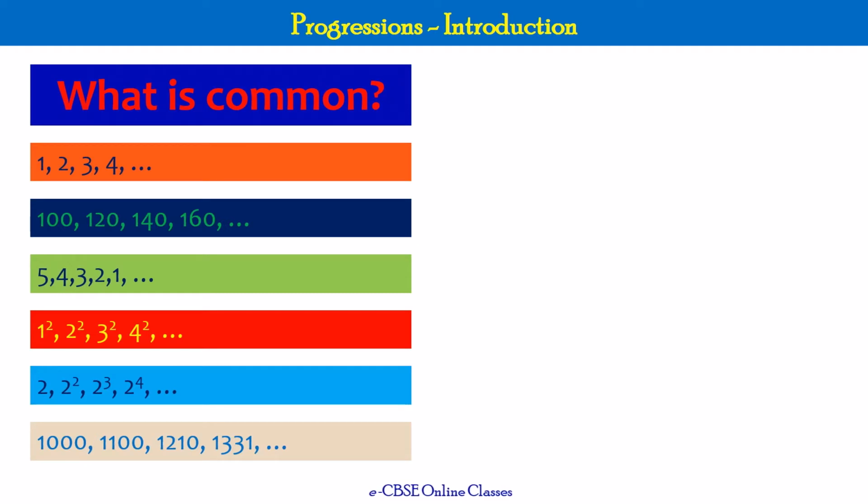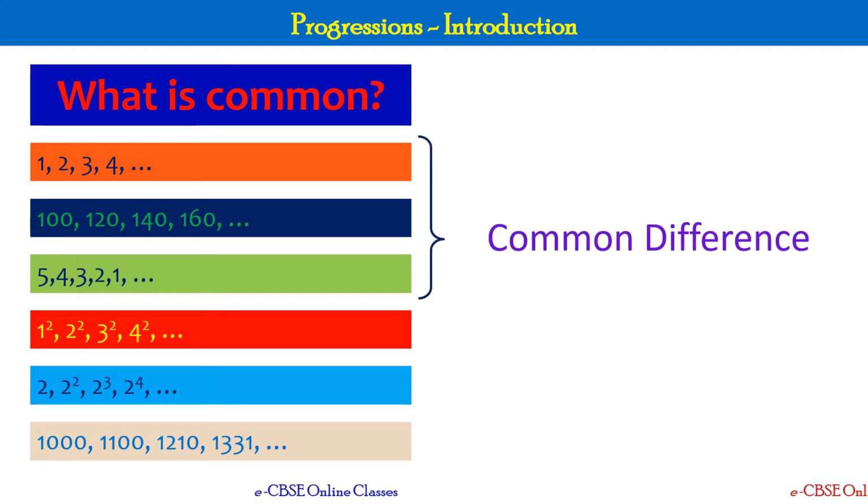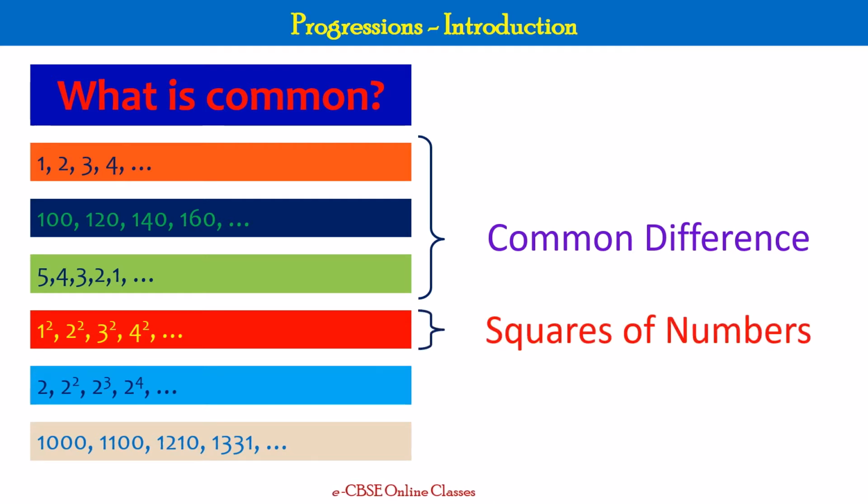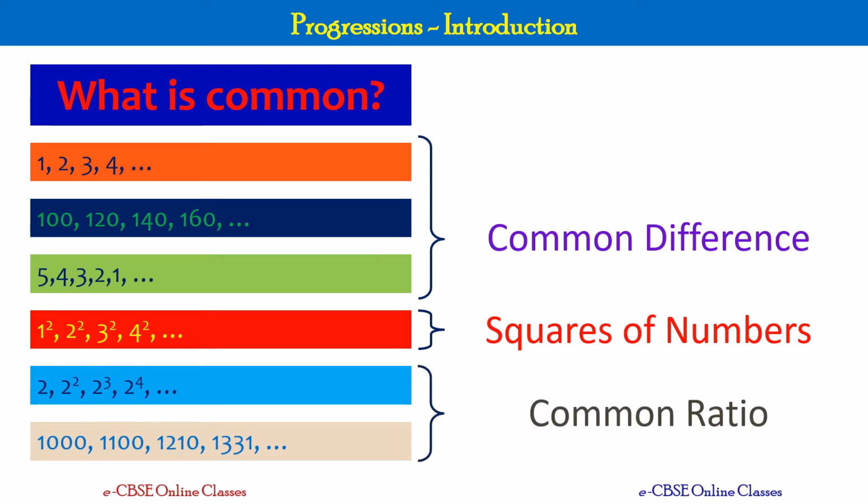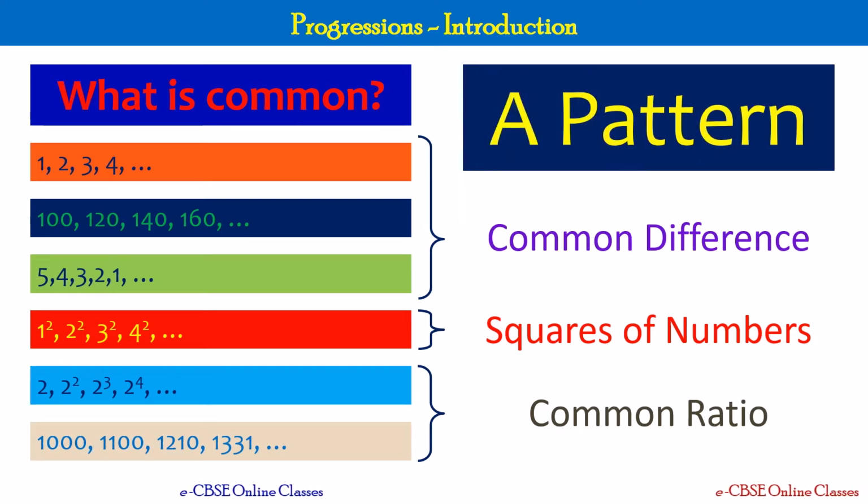So what is common in all of these things? If you look at the first three series, there is a common difference, right? Each number is obtained by adding a finite value to the previous number. The fourth series is nothing but squares of consecutive numbers. The fifth one and sixth one, again, each new term is obtained by multiplying its corresponding previous term by a certain value, which is called common ratio. So as we have observed, all of these series have certain pattern in common. So we can call all of these series as progressions.